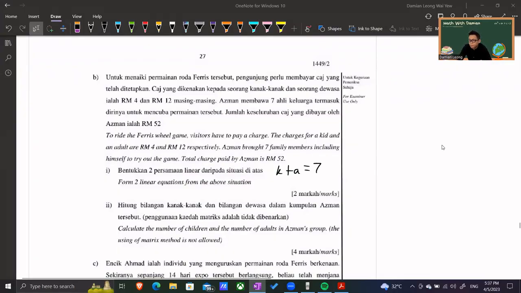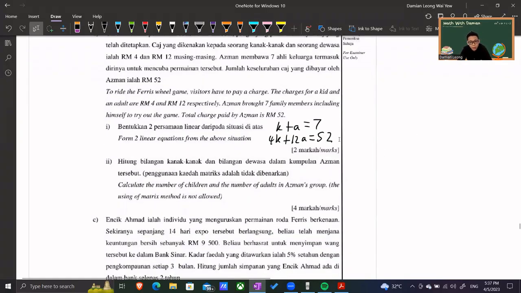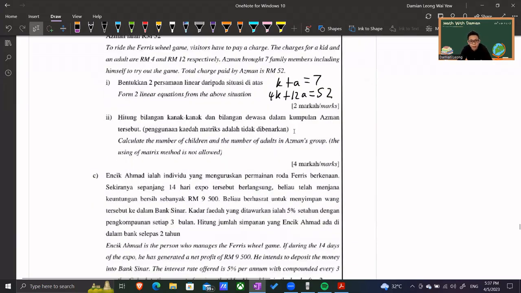The total charge paid is 52 ringgit. So 4 ringgit times number of kids plus 12 ringgit times number of adults is equal to 52. So these are the 2 linear equations. If you don't use K and A, you can use X and Y, so it doesn't really matter. The letters that you use doesn't really matter. They say don't use the matrix method.